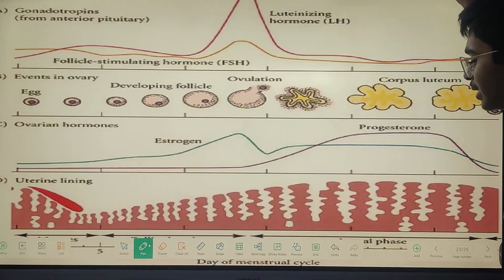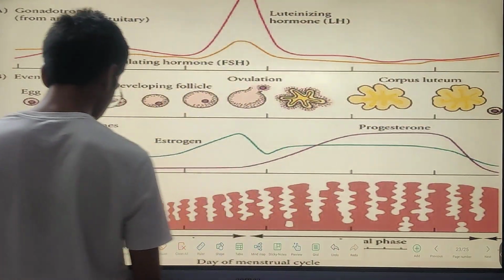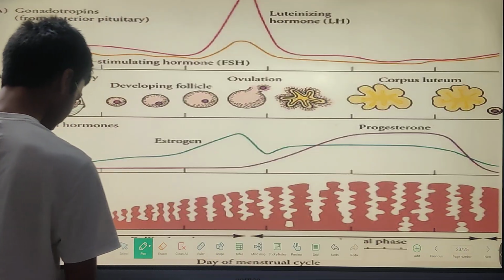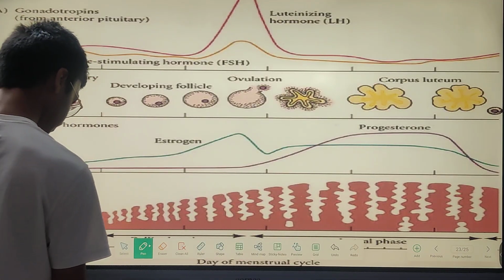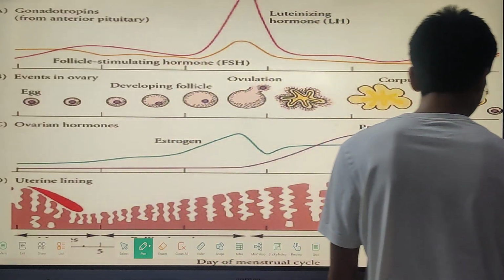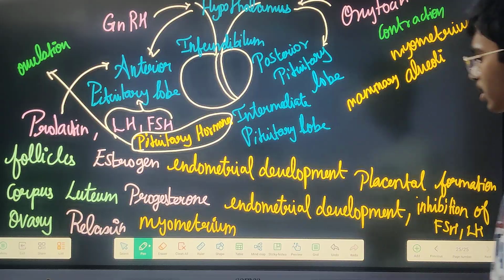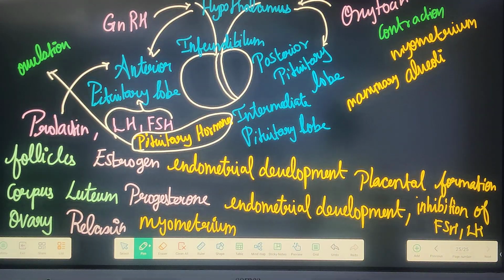So I think I've said everything as much as possible. Still only one thing is there, that is the trimesters. With this part, I can actually complete everything.